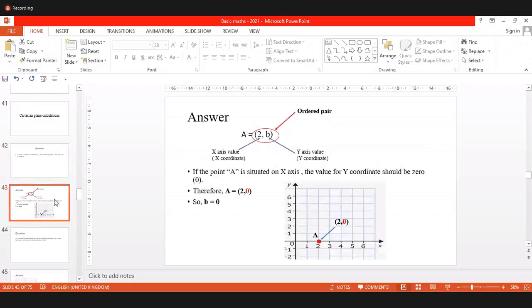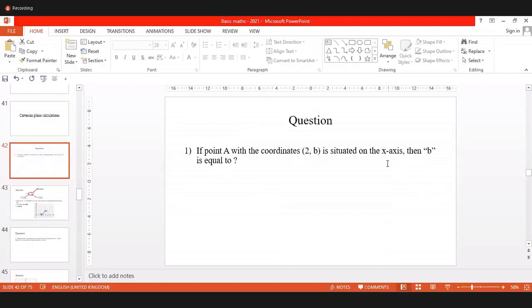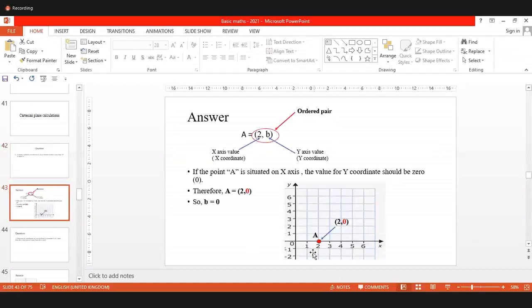So we will see. We know this one, right? A is the set. We can say this one is an ordered pair, so it is having an X value, then a Y value, right? So they are saying it is situated on the X-axis. So if it is situated on the x-axis, what do you mean by that?